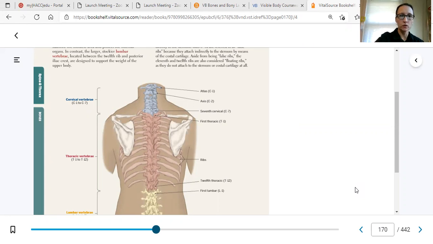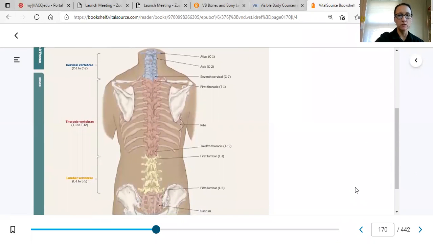All right, so what we're looking at here, of course, is the spine and the thorax. And the thorax, of course, is this area from just below the cervical spine to this area just above the lumbar spine. So we're going to begin talking about the spine, and we're also going to talk a little bit about the ribs and rib cage and things like that.